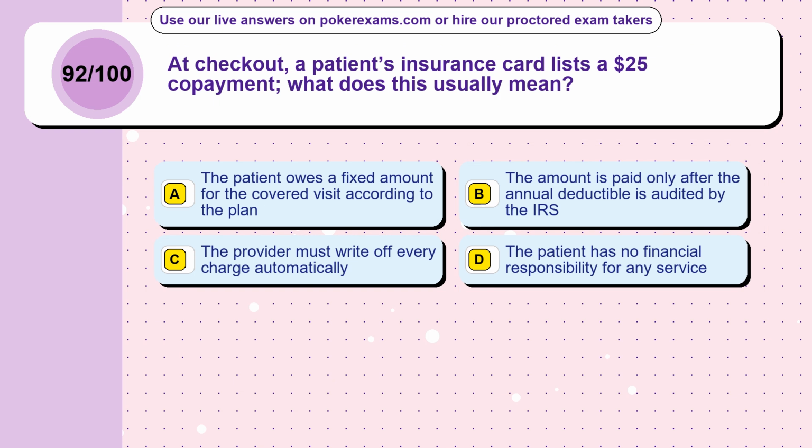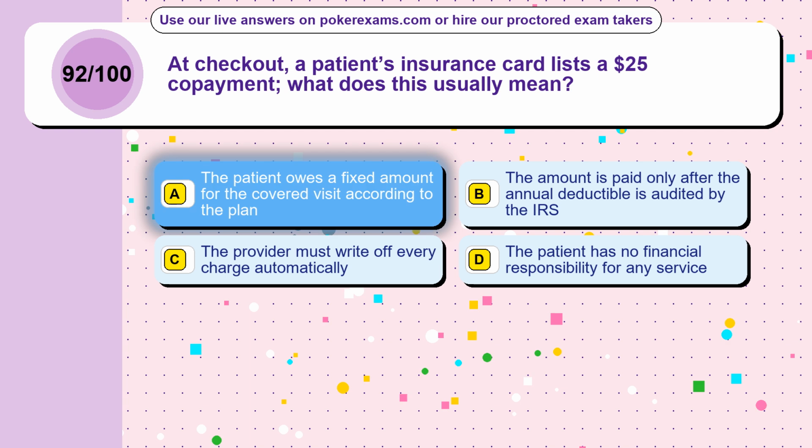Question 92. At checkout, a patient's insurance card lists a $25 copayment. What does this usually mean? Option A. The patient owes a fixed amount for the covered visit according to the plan. Option B. The amount is paid only after the annual deductible is audited by the IRS. Option C. The provider must write off every charge automatically. Option D. The patient has no financial responsibility for any service. The correct answer is option A.